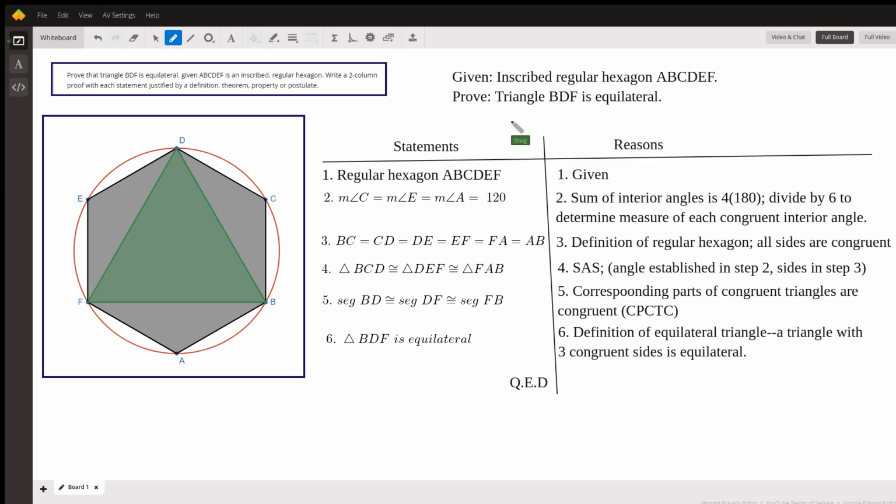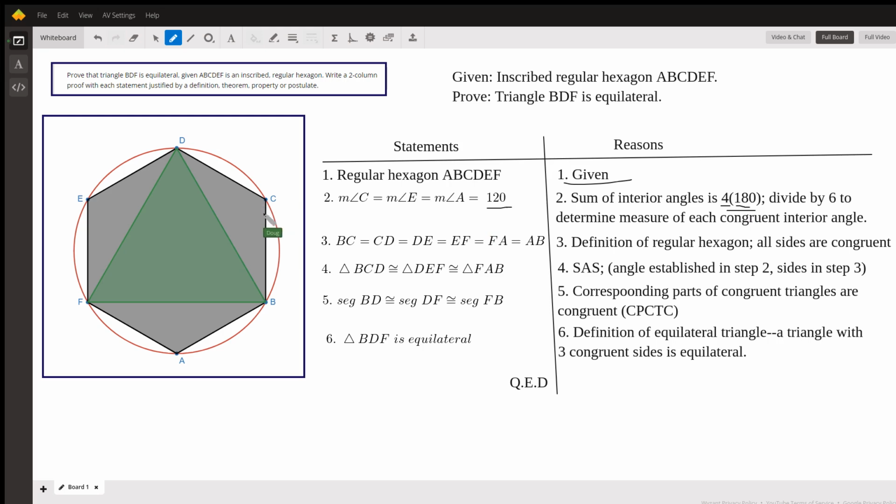Here's one way. Okay, we've got regular hexagon ABCDEF. That's given. And then you probably have a theorem that says the sum of the interior angles of a regular polygon is the number of sides minus 2 times 180, which would give us 4 times 180. And since it's a regular, in this case hexagon, divide by 6 to determine the measure of each congruent interior angle. So it's 4 times 180 divided by 6 is 120. That's where this 120 comes from.